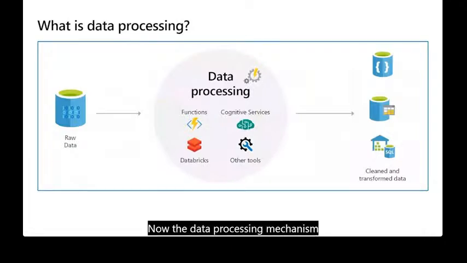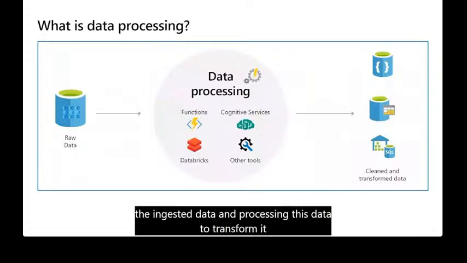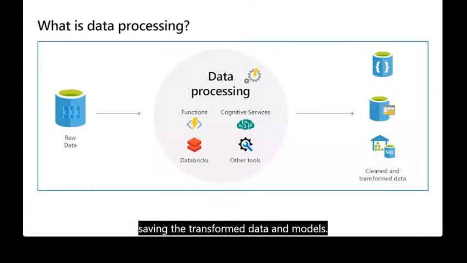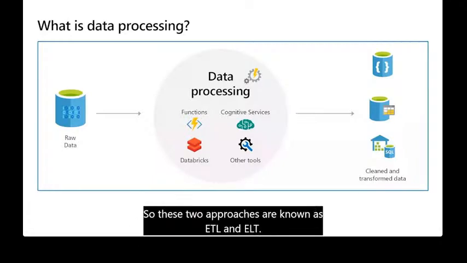Now, the data processing mechanism can take two approaches to retrieving the ingested data and processing this data to transform it into one of these business models and then saving the transformed data and models. So these two approaches are known as ETL and ELT.